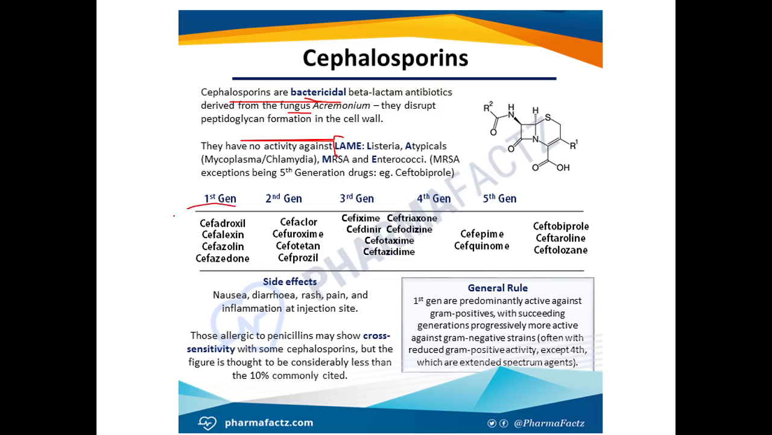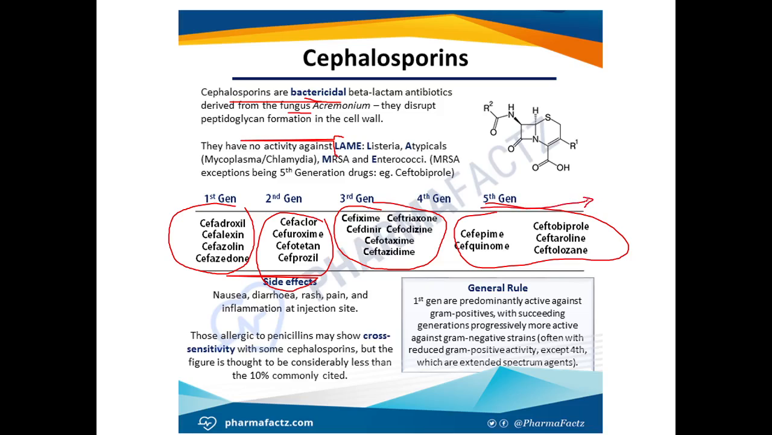Here are some examples of first generation, second generation, third and fourth kind of go together, and then fifth generation. And as we go this way, they're more gram-negative. As we come this way, they're effective against more gram-positive. And this one is the most broad spectrum.